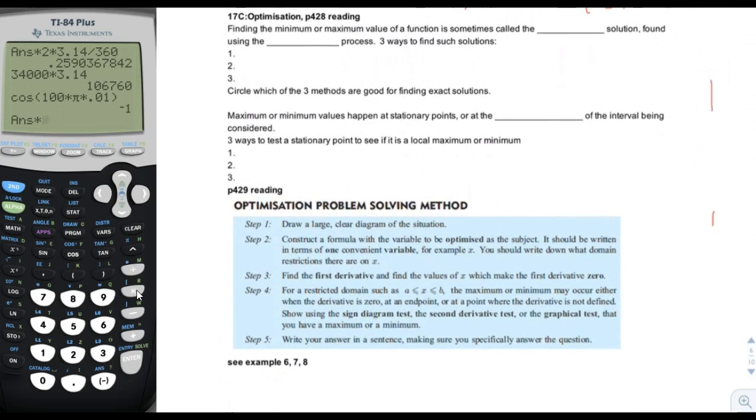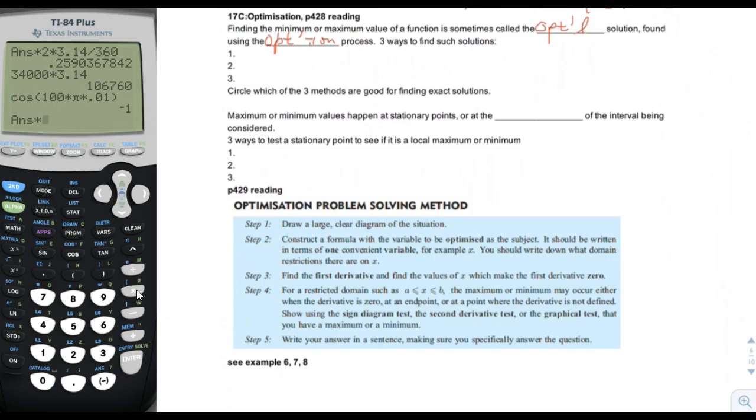17C, optimization. So we just finished the kinematics part, and now we're working on optimization. Finding the minimum or maximum value of a function is sometimes called the optimal solution. The optimal solution is found using the optimization process. There are 3 ways to find such solutions.